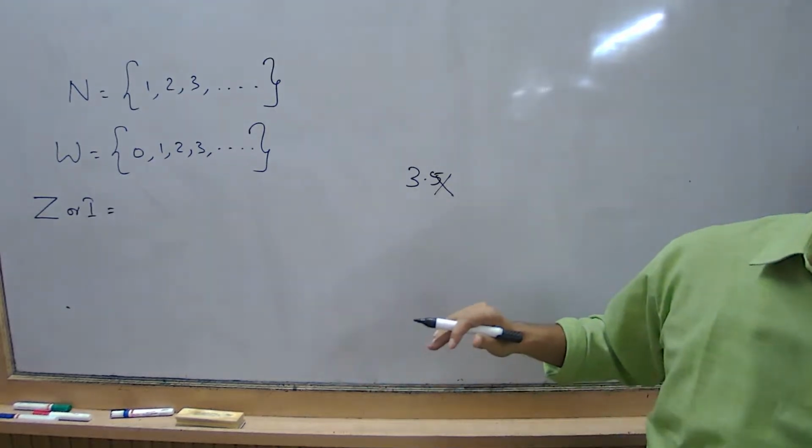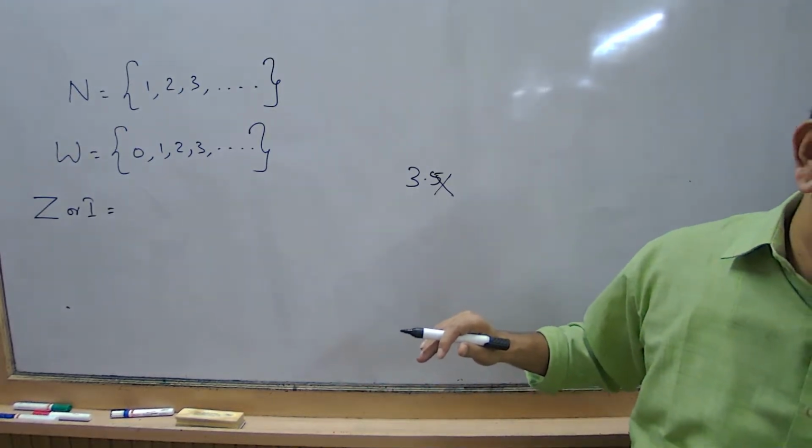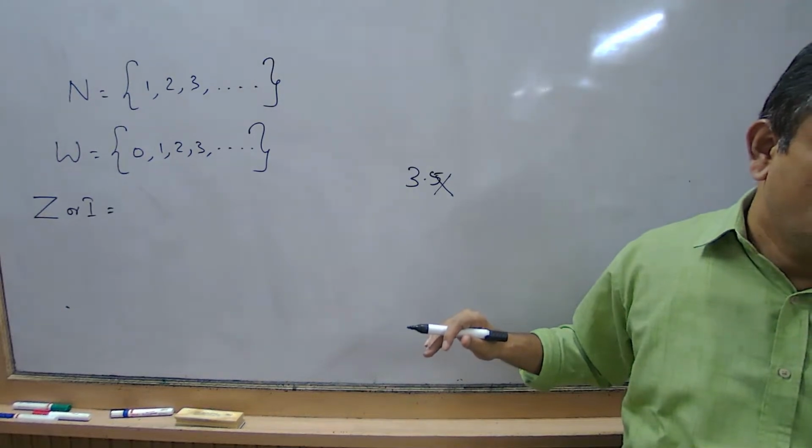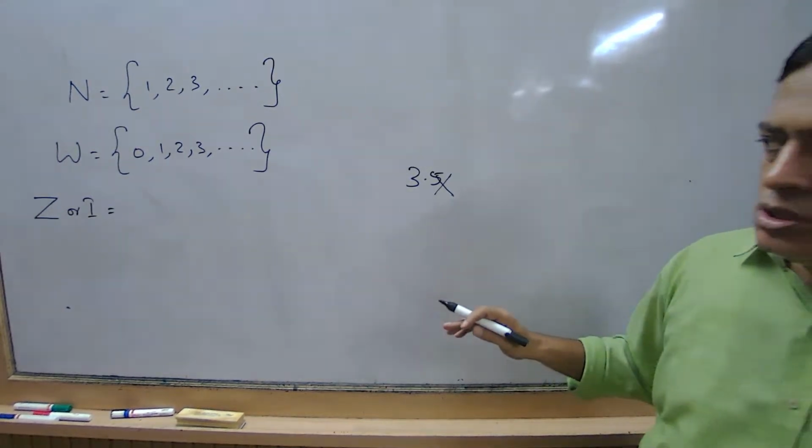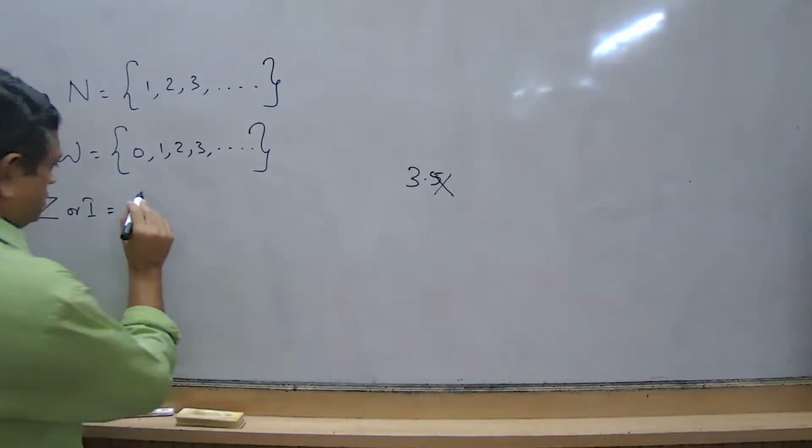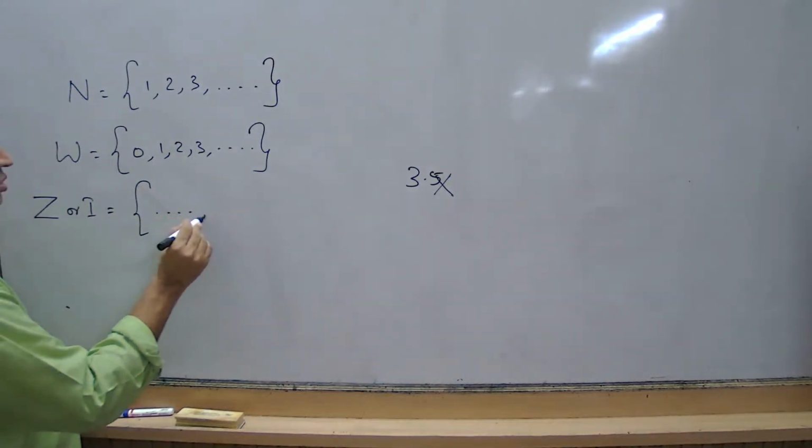3 is an integer. Yes. -3 is an integer. Yes. 7 is an integer. Yes. 0 is an integer. Yes. If you have to write this in set form, yes.